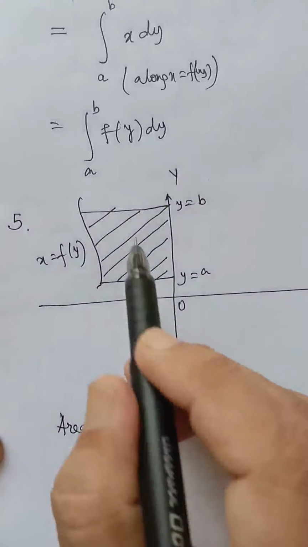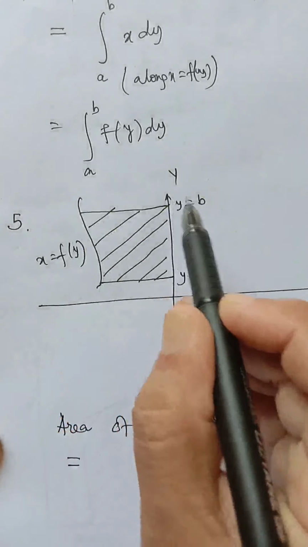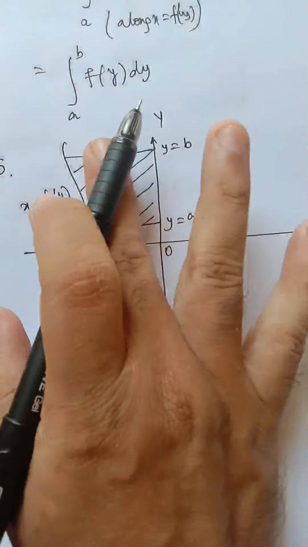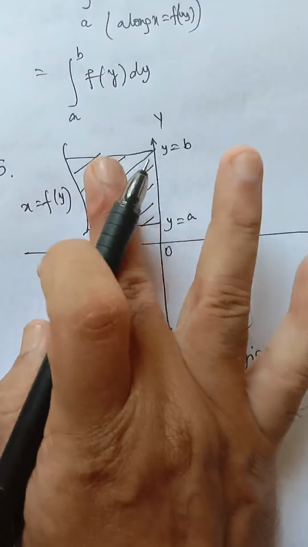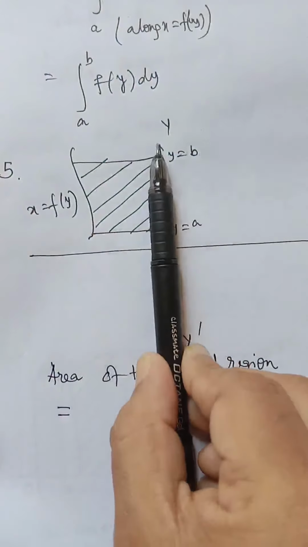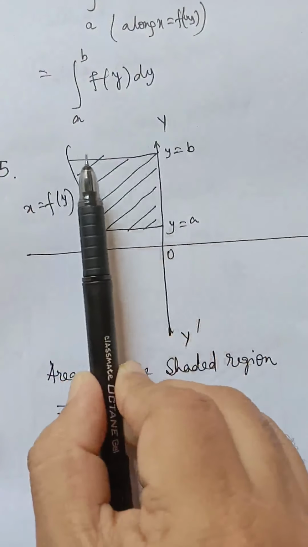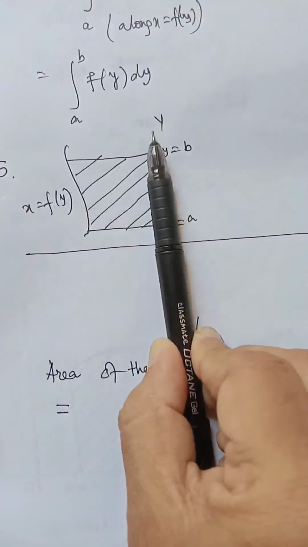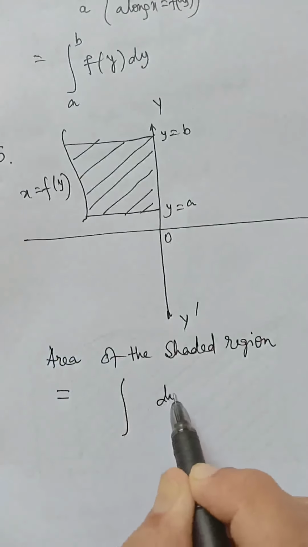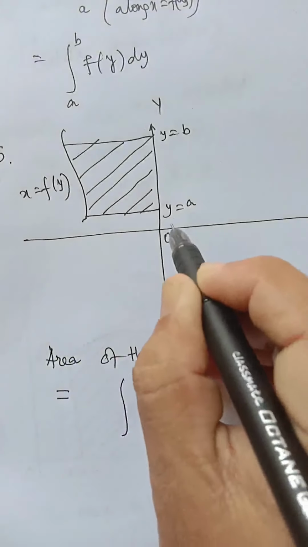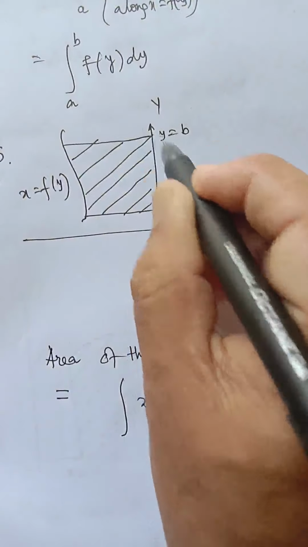Next, the area of another region. Suppose we have to find the area of this region. For this particular region, one of the boundaries is the y-axis. So the formula for area will be dy into x from A to B.